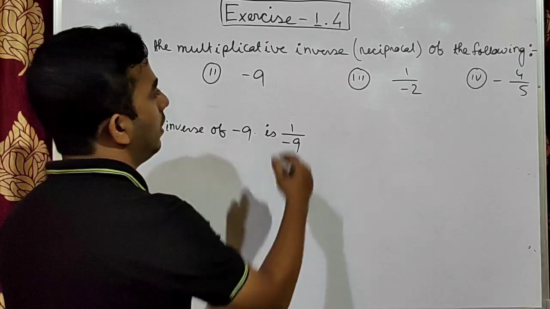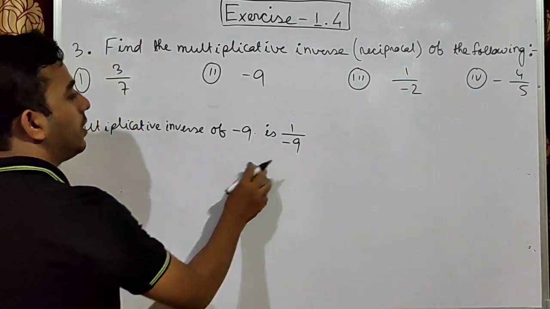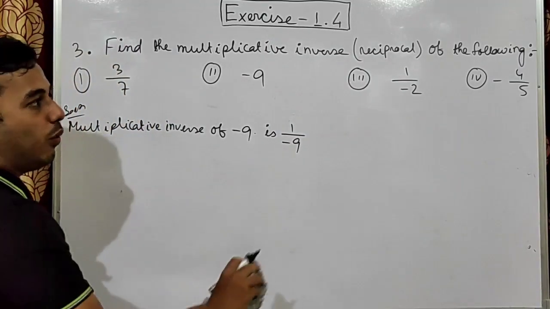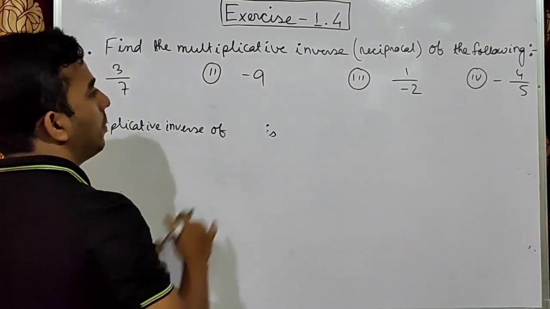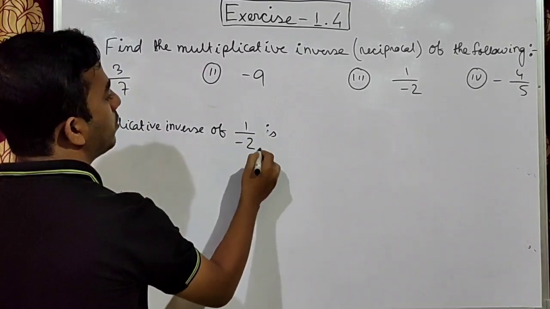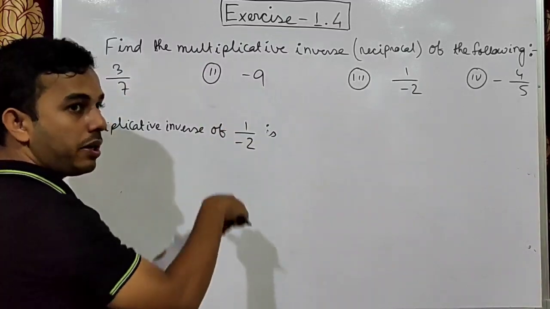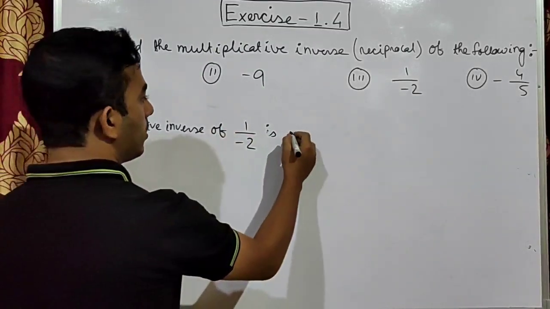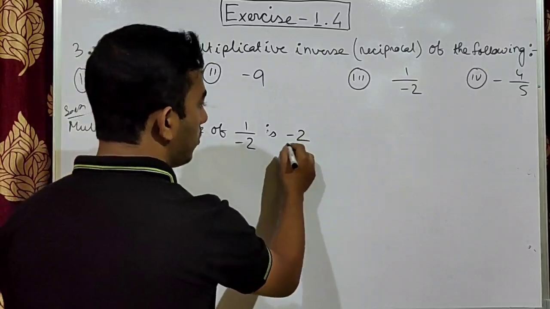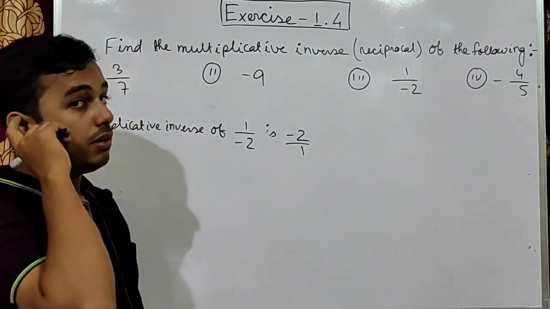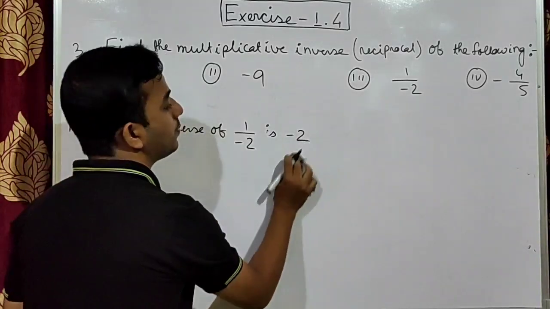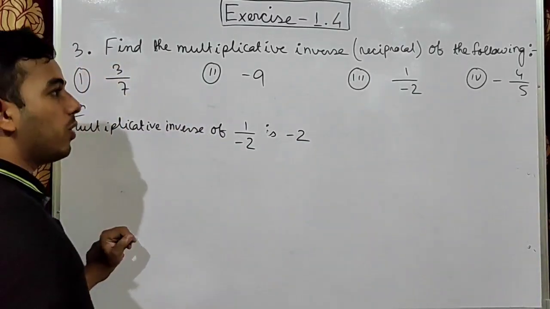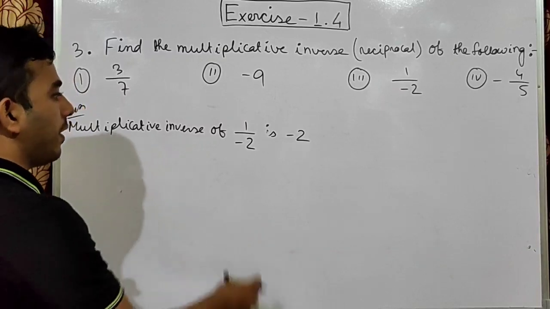Clear? Then number 2. Then number 3. Multiplicative inverse of 1 by minus 2. This 1 will go to the denominator and the denominator will come to the numerator, so it will be what? Minus 2. Minus 2 by 1, right? Now, divided by 1 is not necessary to write, so you will write minus 2. Clear? The last one, minus 4 by 5.